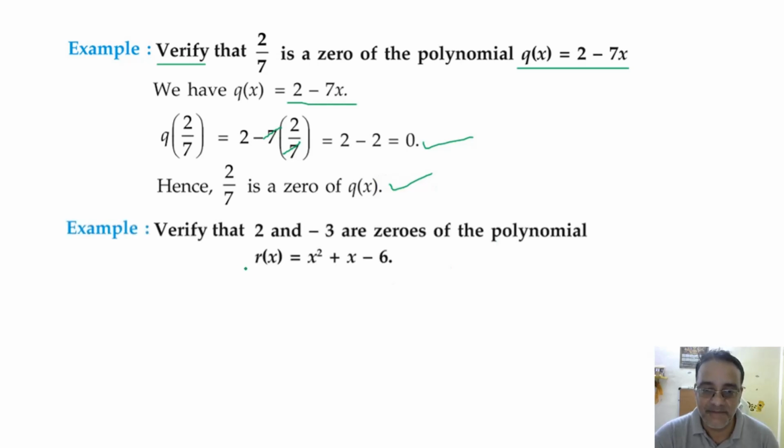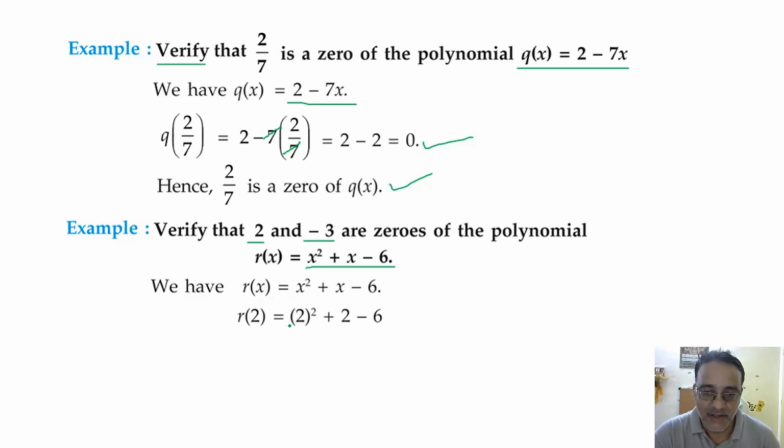Now we'll see one more question. Verify 2 and minus 3 are the zeros of the polynomial x square plus x minus 6. We will substitute both and prove that we get 0. First, r of x is equal to x square plus x minus 6. Now we'll substitute 2 here, in place of x. This will become 4 and this will become 2. So we'll get 4 plus 2 minus 6. Now 4 plus 2 is 6, minus 6 will become 0.